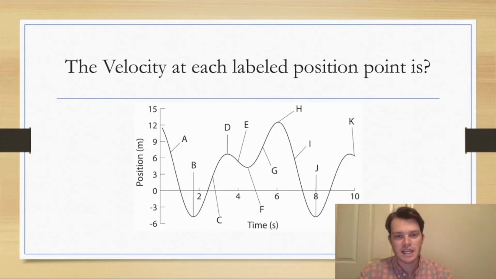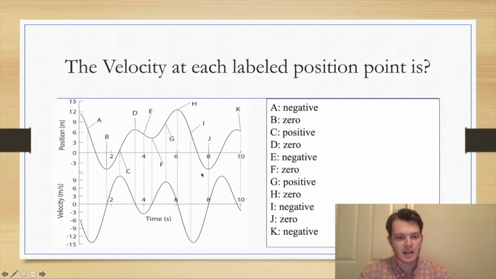The velocity at each labeled position point is... So here we have a position time graph, and we're asked to calculate velocity. So we're going to want to know what the derivative is at each time point, so our slope. At time point A, our slope is negative, so velocity would be negative. At time point B, our slope is horizontal, so our velocity is 0. At time point C, our slope is positive, so our velocity is going to be positive.